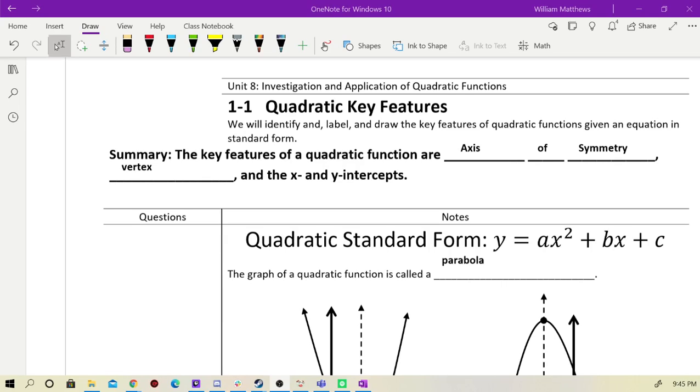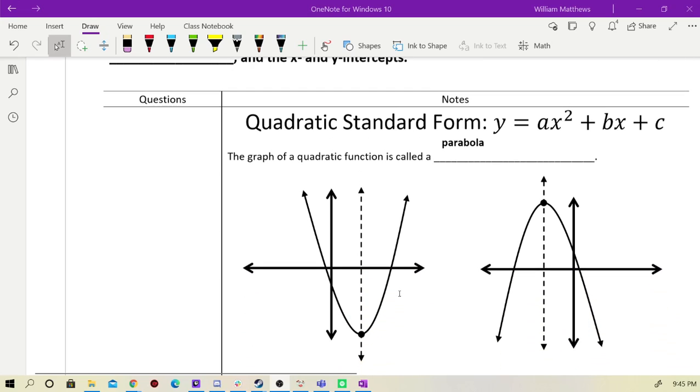Today we'll be going over quadratic key features. We're going to identify, label, and draw the key features of quadratic functions given the equation in standard form. Now what we mean by standard form, we are going to have the x squared and x set always, and we're going to have a value a, b, and c given.